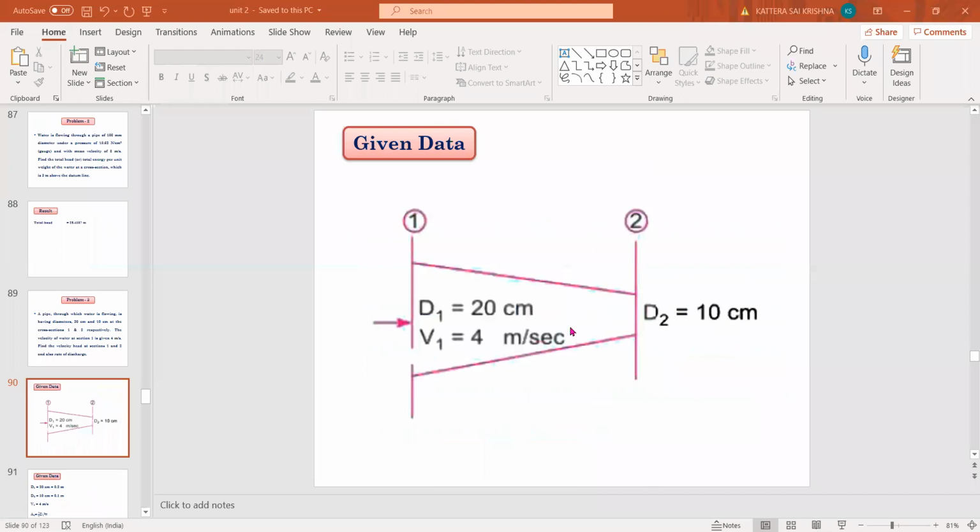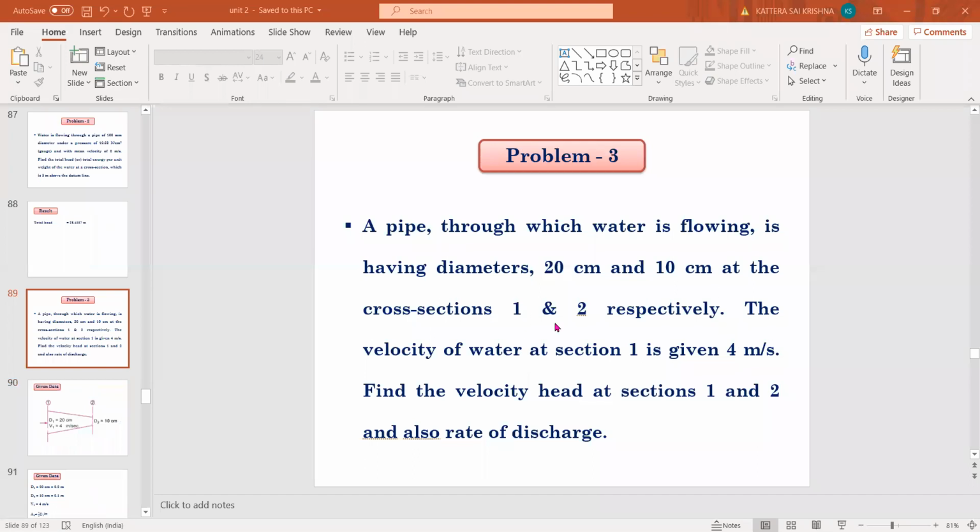So first we need to draw this diagram. Sometimes in the question the diagram is given directly, or sometimes we need to draw it by taking the given data. By seeing the diameters, on one side it is 20 centimeter and on the other side it is 10 centimeter. So at cross section 1 it is 20 centimeter, at cross section 2 it is 10 centimeter. By seeing this data we should draw the diagram.